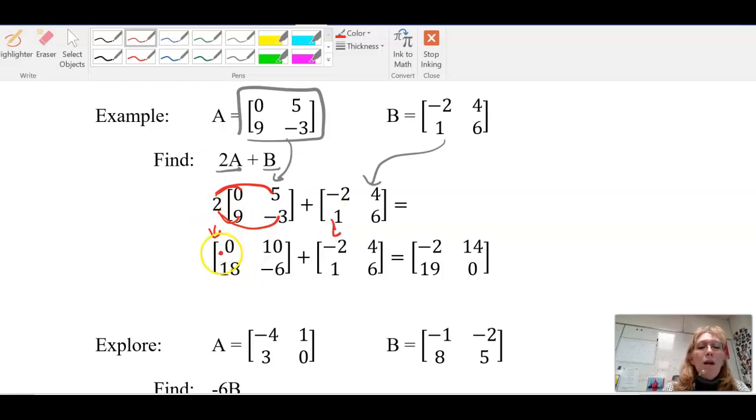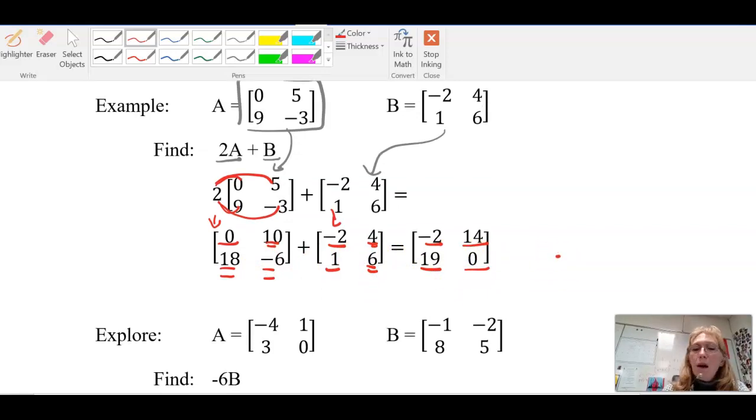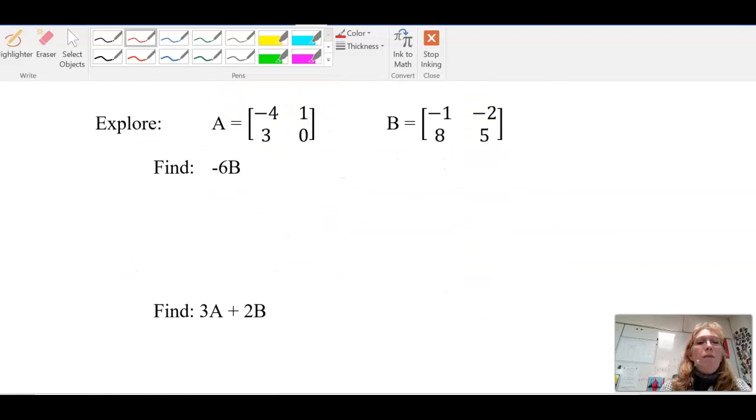Now I'm just adding them. 0 plus negative 2 is negative 2. 10 plus 4 is 14. 18 plus 1 is 19. Negative 6 plus 6 is 0. Final answer. Okay, pause and try yours.